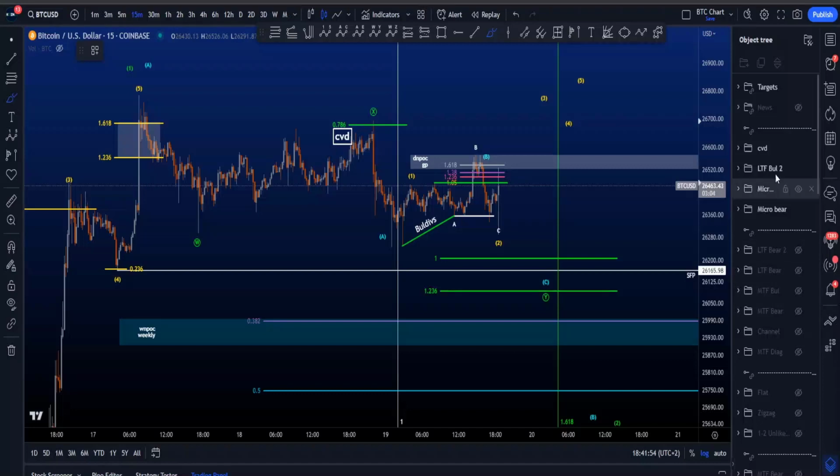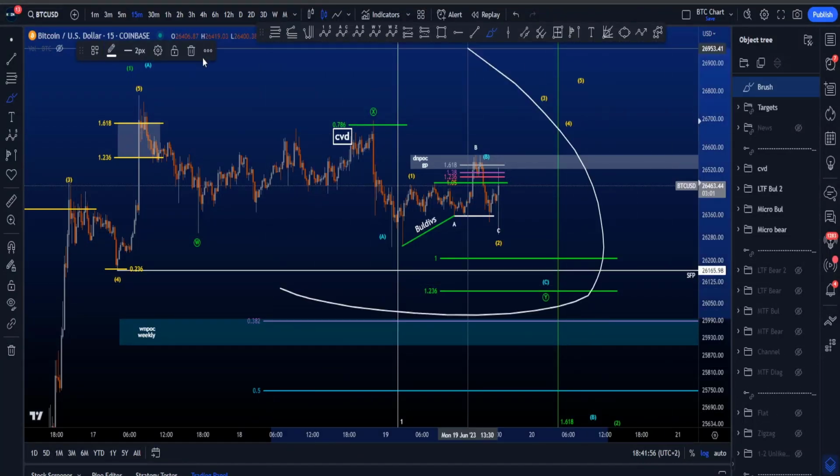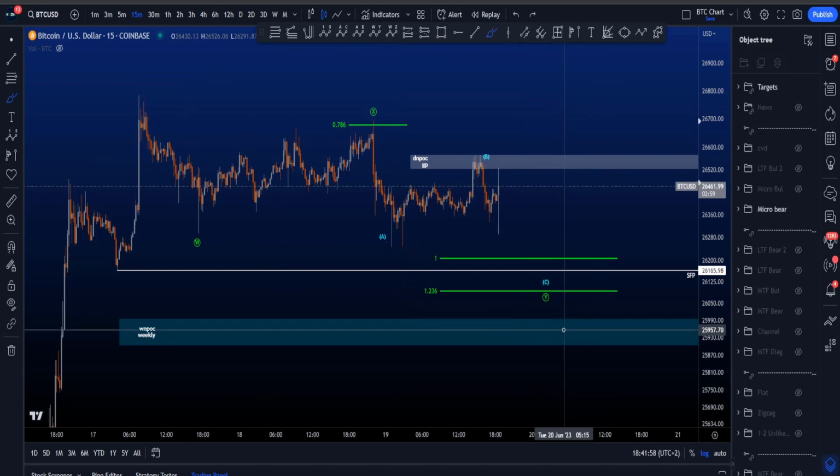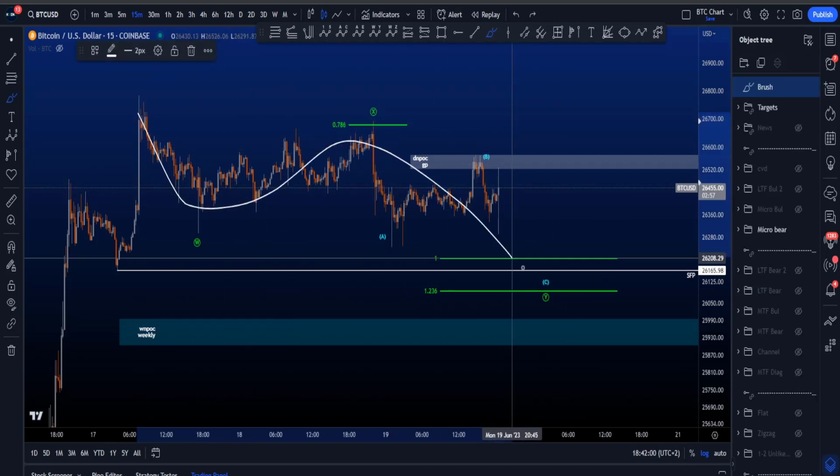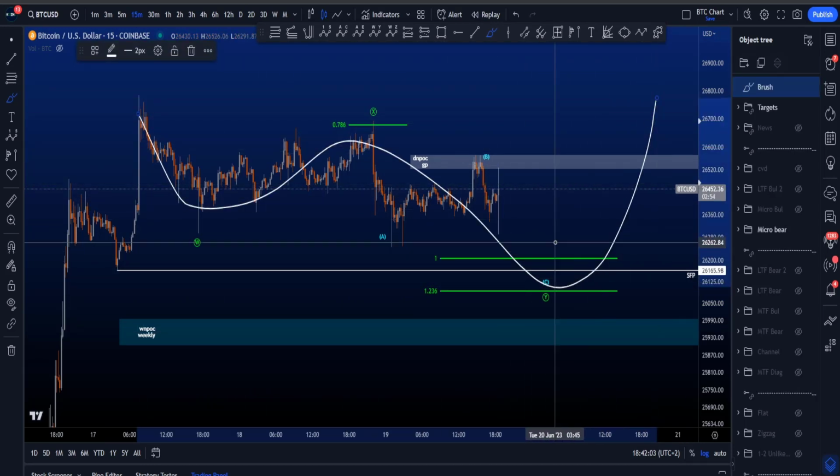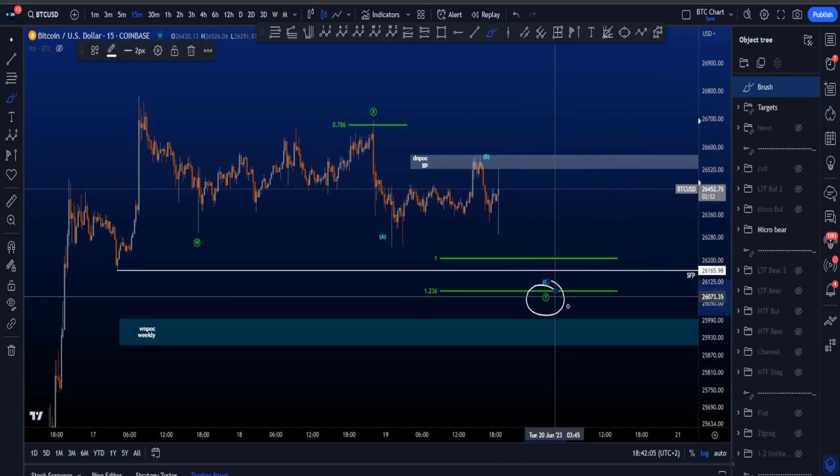Hi everyone, let's go over my low time frame and micro bullish and bearish Elliott Wave scenarios on Bitcoin. Starting with the micro bearish scenario, where we're looking for a three-wave structure to the downside for eventually more upside, where currently we are inside a wave Y.